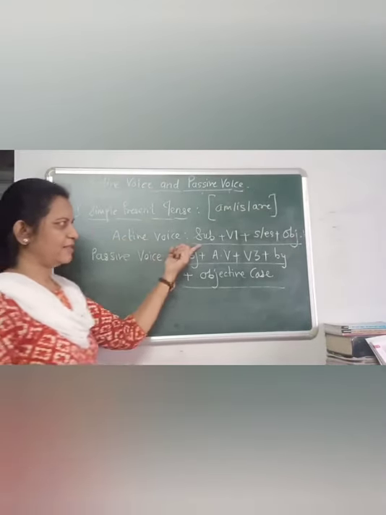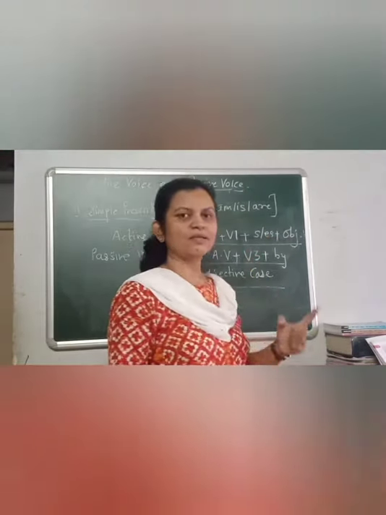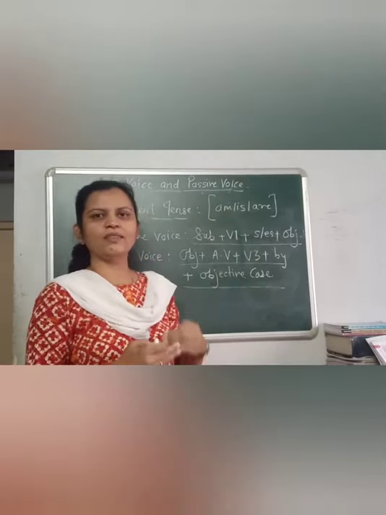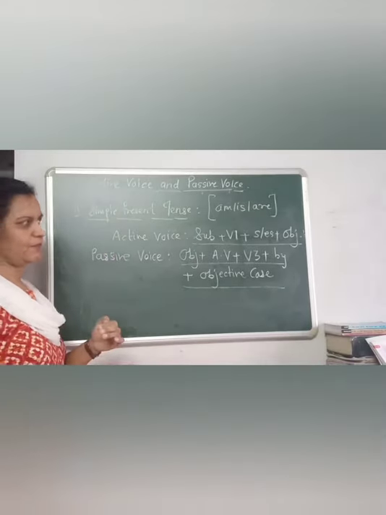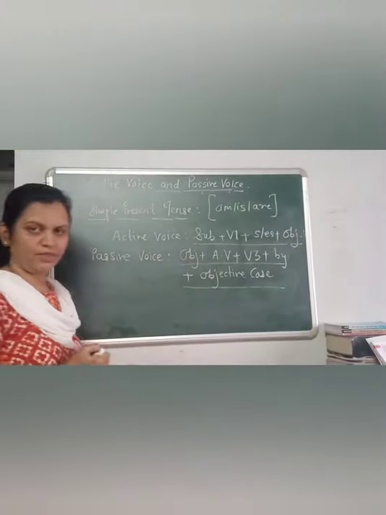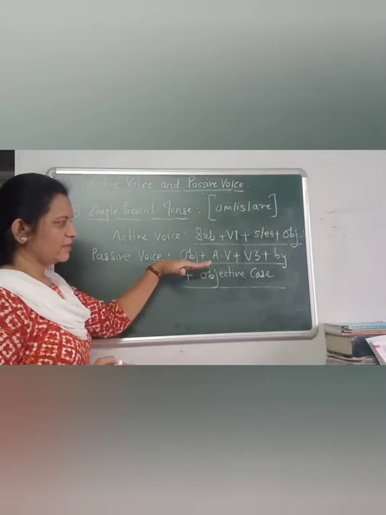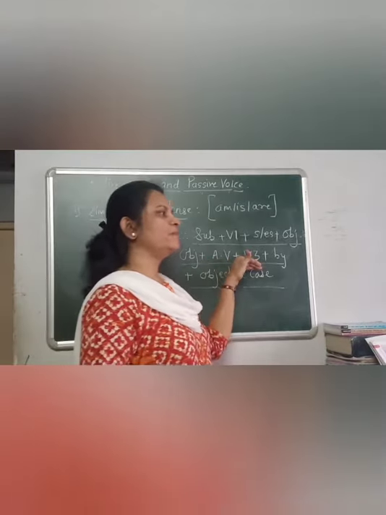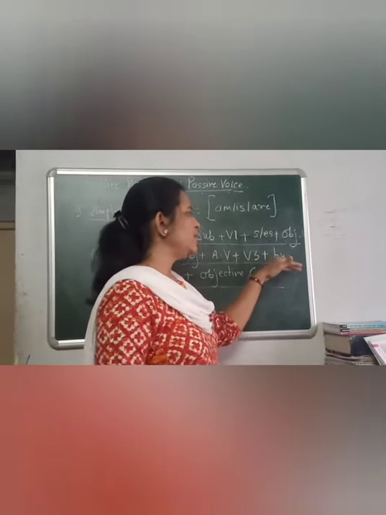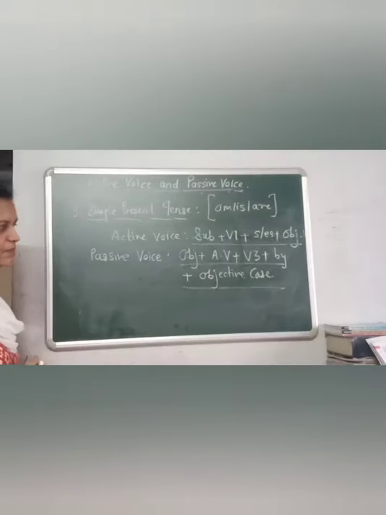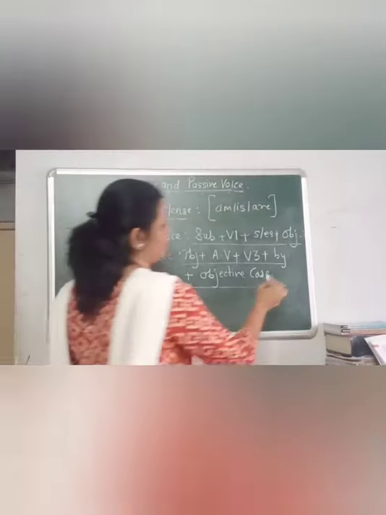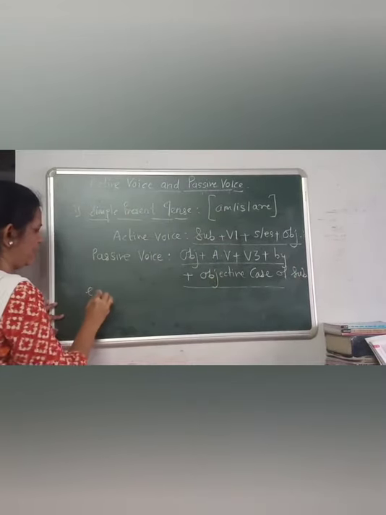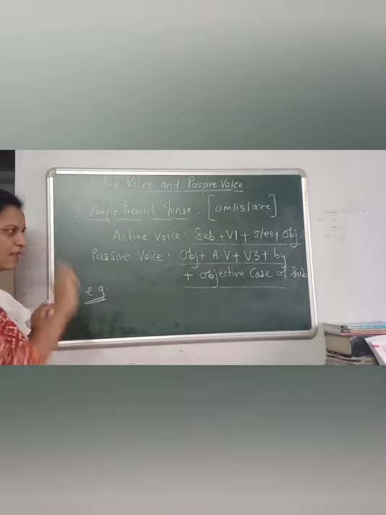Simple present tense, subject, V1, S or ES. But remember that this S or ES is added only with the third person singular pronouns. Okay, and last what is there? Object is there. Then in passive voice, object plus auxiliary verbs, then past participle of the verb, means in short I have written here V3, then by, and then the objective case of subject. Okay, now I'll take your example. First example. Easy example I'll take here.